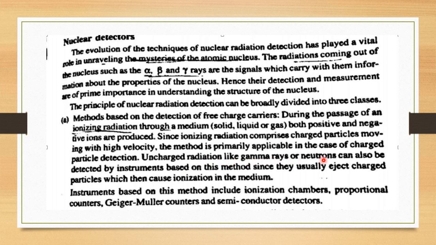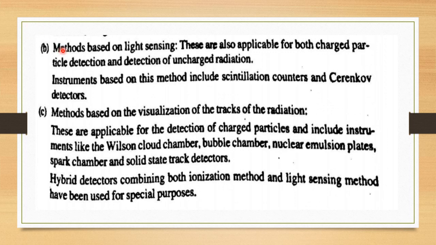Uncharged radiations like gamma rays or neutrons can also be detected by instruments based on this method, since they usually eject charged particles which then cause ionization in the medium. The instruments based on this method include ionization chambers, proportional counters, Geiger-Müller counters and semiconductor detectors. The second method is methods based on light sensing. These are applicable for the detection of both charged and uncharged radiations. Instruments based on this method include scintillation counters and Cherenkov detectors.